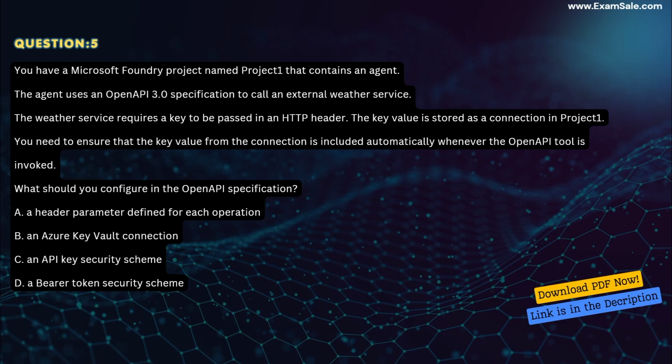A. A header parameter defined for each operation. B. An Azure Key Vault connection. C. An API key security scheme. D. A bearer token security scheme. Correct answer: C. An API key security scheme.